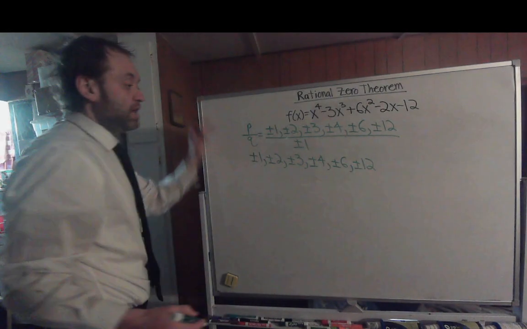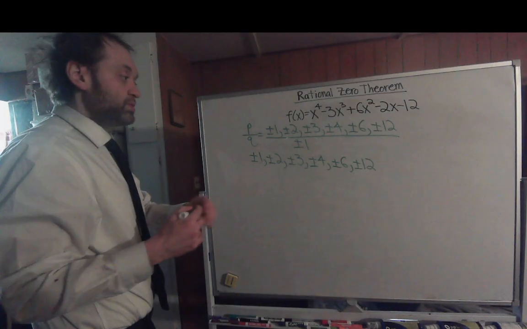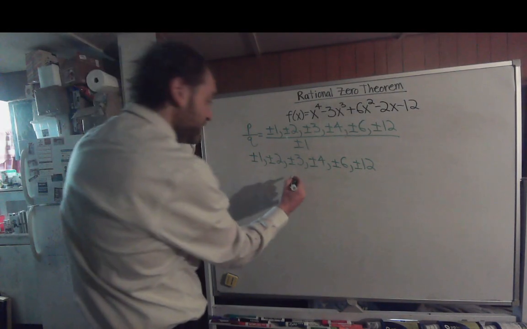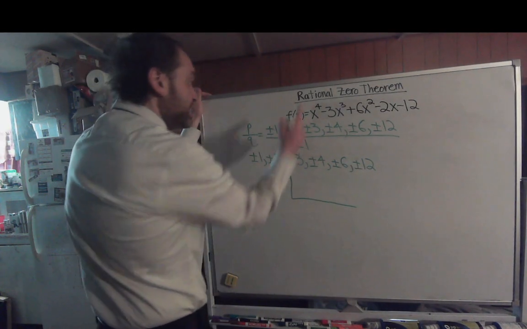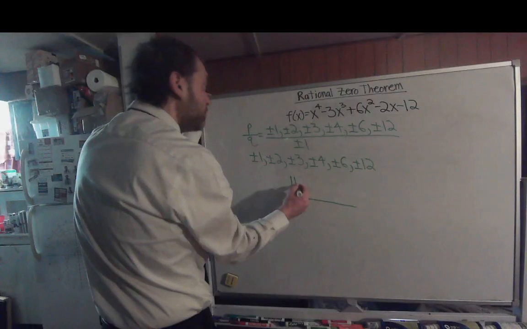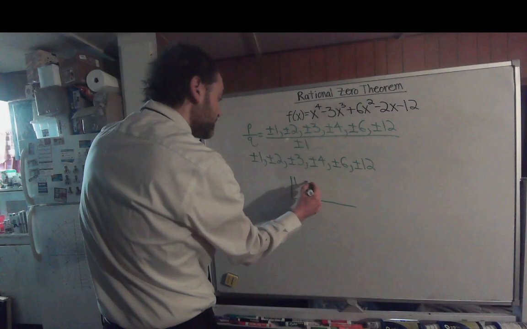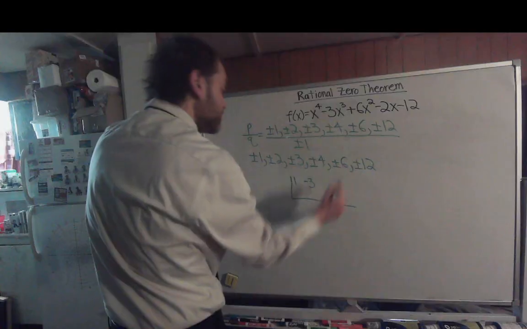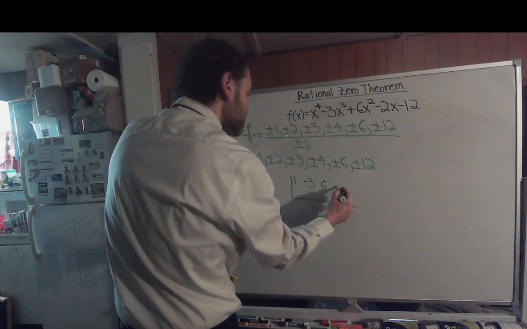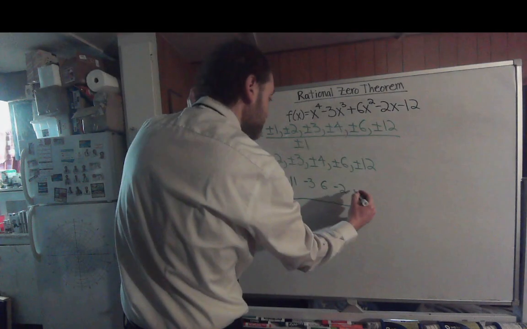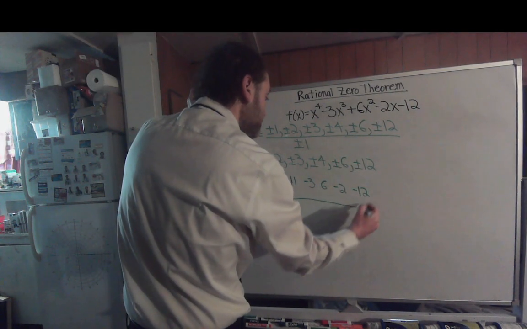All right, so now we've got our rational zeros. Let's go ahead and use synthetic division to figure this out. So take the coefficient on x to the 4th, 1. Coefficient on x to the 3rd is negative 3. Coefficient on x squared is 6. Coefficient on x to the 1st is negative 2. And then you have a constant term of negative 12.